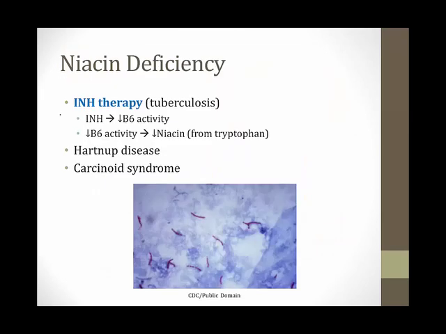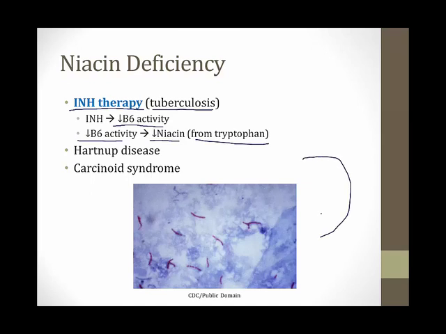There are three rare clinical scenarios in which niacin deficiency can develop that are high yield to know for Step 1. The first one is INH therapy. INH is isoniazid, and it is a drug used to treat tuberculosis infections. As we'll discuss in a few slides, INH leads to decreased vitamin B6 activity, and like I told you before, you need vitamin B6 to synthesize niacin from tryptophan. So if you are taking INH, you will have low B6 activity, and this can lead to a niacin deficiency from inability to synthesize niacin from tryptophan.